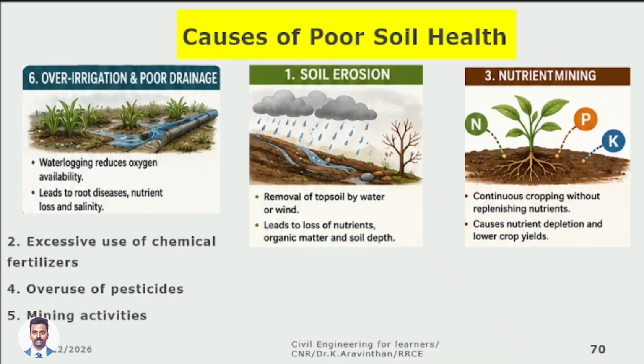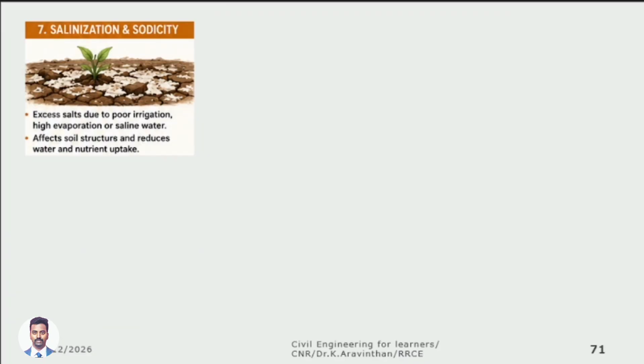The root also needs oxygen. Have you heard this? Sir, does the root need oxygen? Yes, the root also needs oxygen. If oxygen is stopped by this water, what will happen? It leads to root diseases, nutrition loss and salinity. So roots also need oxygen. If it is stopped by the water, then the root will have some disease and some problems will be there.